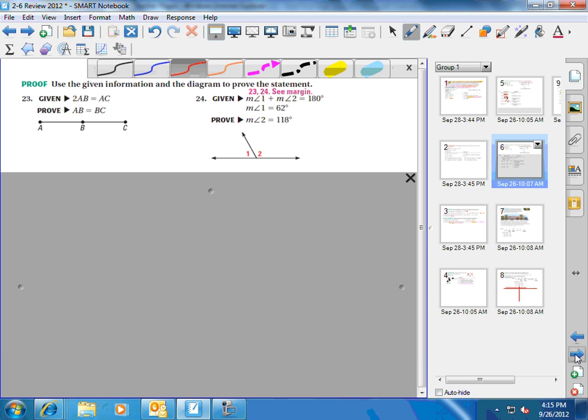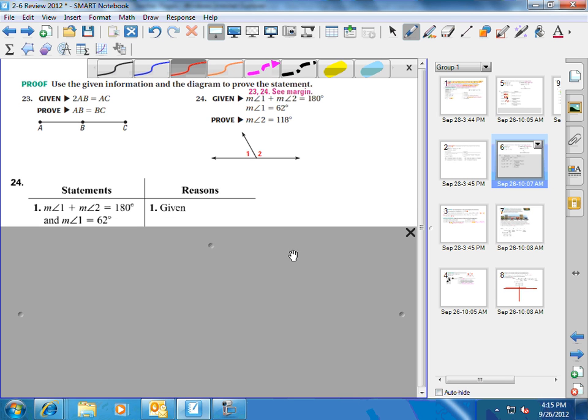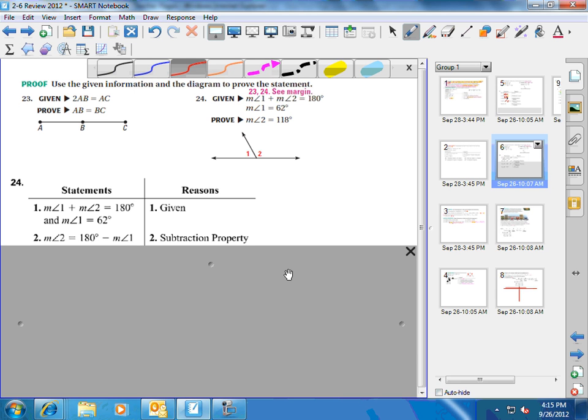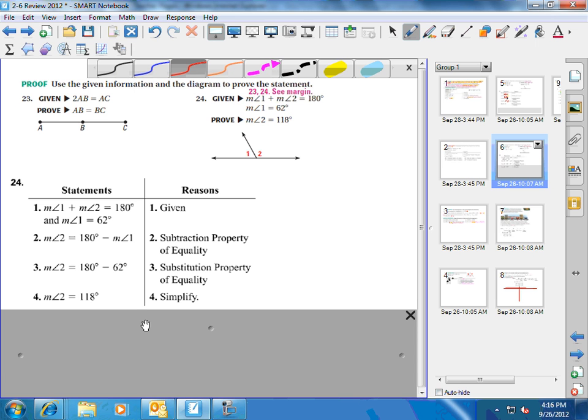All right, number 24. We want to show that the measure of angle 2 is equal to 118, given that the sum of the angles is 180, and the measure of angle 1 is equal to 62. So that shouldn't be too hard. We'll start with what's given, and those two statements are what are given, and then I know that the measure of angle 2 has to equal 180 minus the measure of angle 1. If I substitute the measure of angle 1 with 62, I have the measure of angle 2 is equal to 180 minus 62. And that gives us the measure of angle 2, which is 118 degrees.